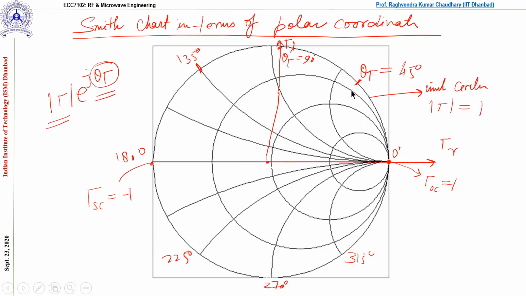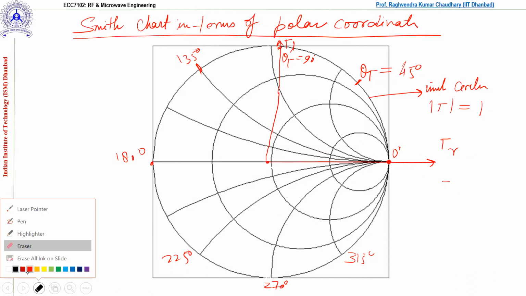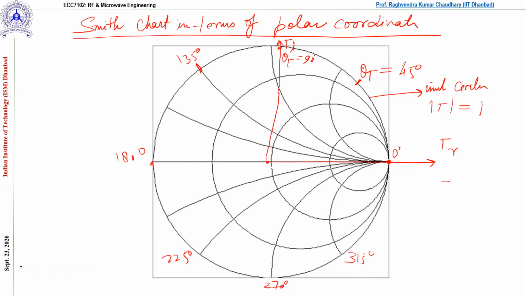So now let us do an example. Okay, I'm going to remove some of the things. Let us consider a problem: let's say a reflection coefficient is given as 0.3 plus 0.4j. This is the x plus iy form. Now we can represent it in polar form as well. So gamma will be 0.5 e to the power j 53 degrees.